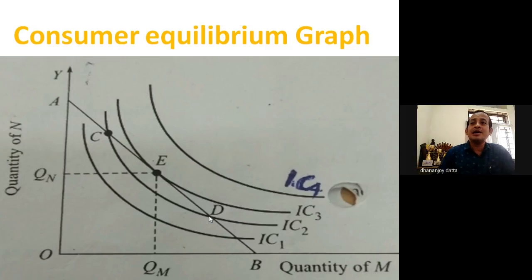But at IC 3, indifference curve 3, the consumer can reach the maximum equilibrium, which gives the maximum satisfaction or maximum utility to the consumer with the quantity OQN of N product and OQM of the M product. So here this is basically the consumer equilibrium. Point E is the consumer equilibrium.